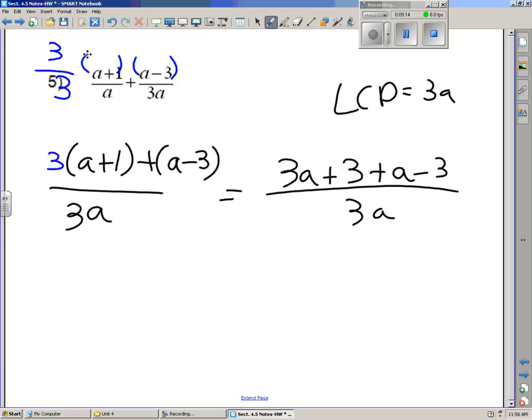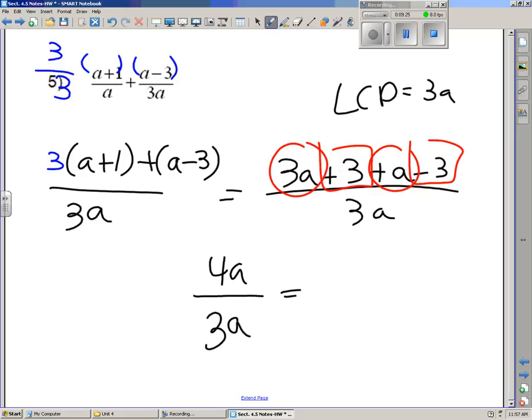Like terms will tell me that I've got 4 a's. These guys are inverses, so those cancel. 4a over 3a, and then the final answer just becomes 4/3.